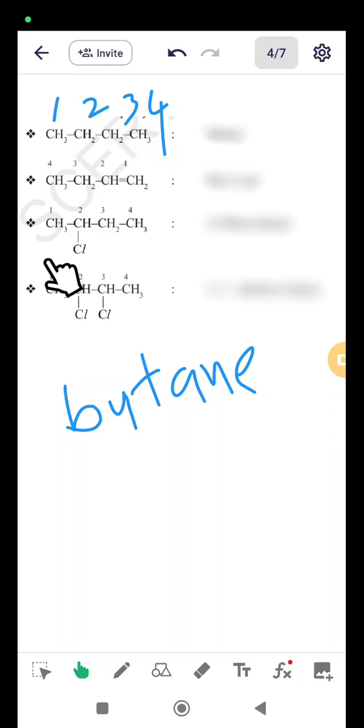So these three I am giving you as homework. If you know these names, you have to post your answers in the comment box.